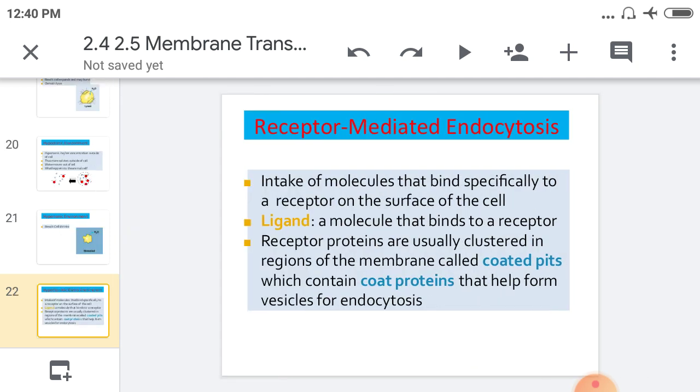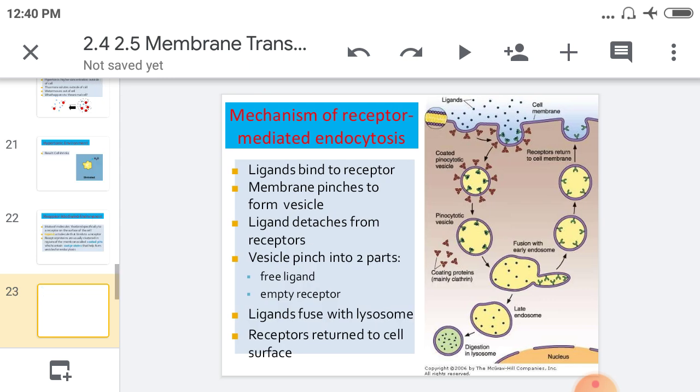Then going toward receptor mediated endocytosis, it takes in a molecule that binds specifically to a receptor on the surface of the cell. In the mechanism of receptor mediated endocytosis, the ligand binds to the receptor. Then the membrane pinches to form a vesicle. Then the ligand detaches from the receptor. Then the vesicle pinches into two parts, free ligand and empty receptor.